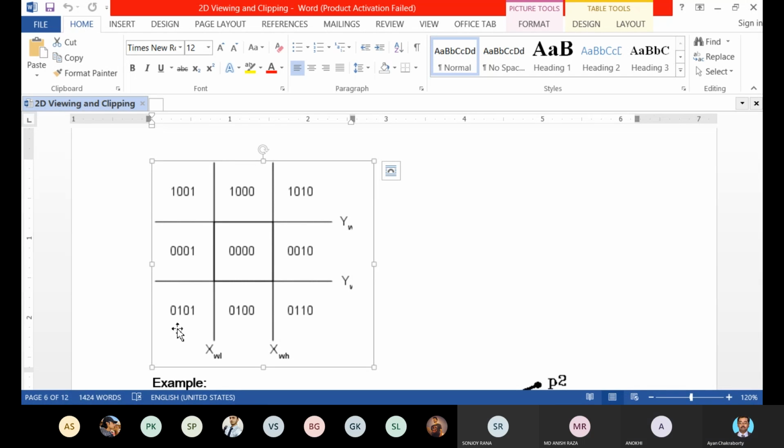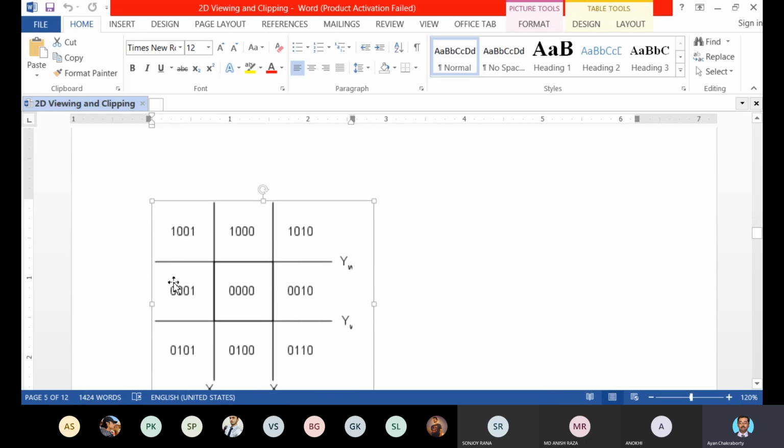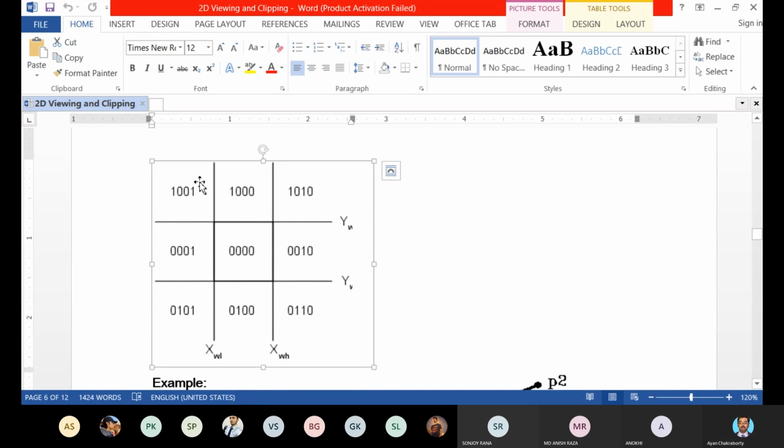Yes, sir. Okay. So now the last bit, or the fourth bit. The fourth bit will be 1 if we are above the window. So let's see. For northwest, yes, we are above the window. So the fourth bit has been chosen as 1. Now the 4-bit region code has been created for the northwest region: 1001.